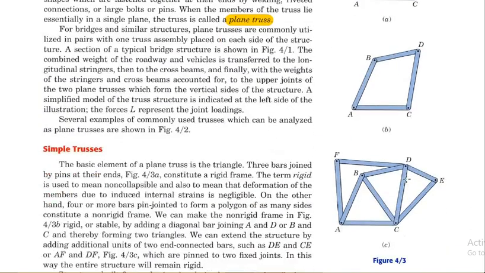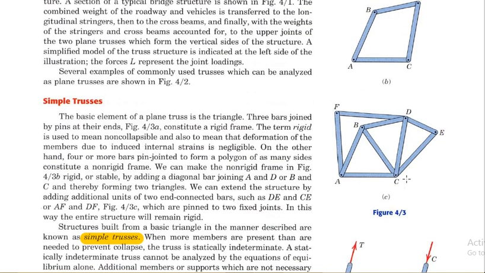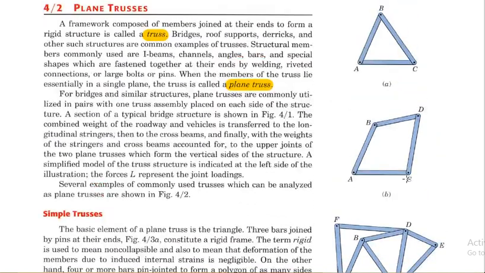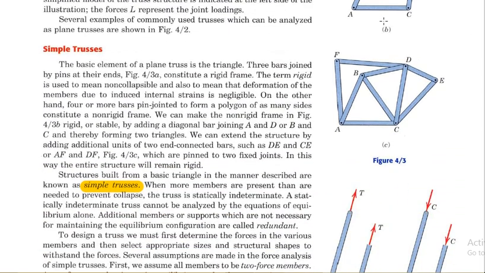So what is a simple truss? A simple truss is one in which the members are joined in a triangular pattern like this one. This is a perfect example of a plane simple truss. Plane truss means it lies in a single plane, and simple truss means the members are joined in the form of a triangular shape.